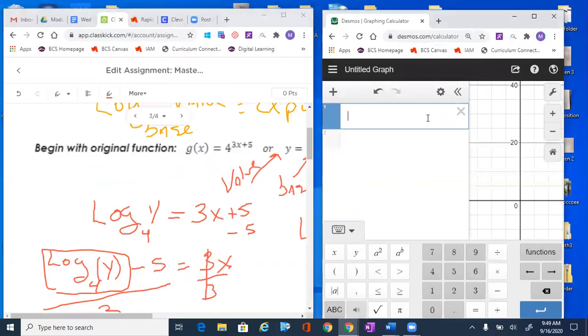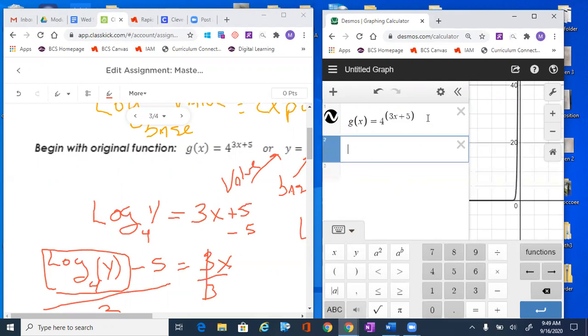So I'm going to call it g of x equals 4 caret, and I'm going to open parentheses around that exponent, 3x plus 5. If you don't open parentheses around that exponent, it's going to probably drop that exponent into 2 pieces, and you don't want to do that. You want to represent that whole value in the exponent.